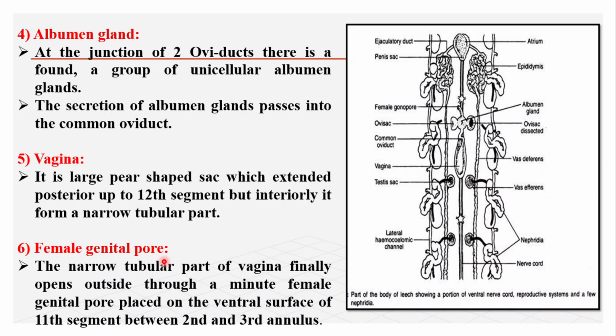Now the female genital pore. The narrow tubular part of vagina finally opens outside through a minute female genital pore placed on the ventral surface of 11th segment between second and third annulus. See here, this is the opening of female gonopore or female genital pore. The narrow tubular part of vagina finally opens outside through a minute female genital pore, and it is placed on the ventral surface in the 11th segment between the second and third annulus.